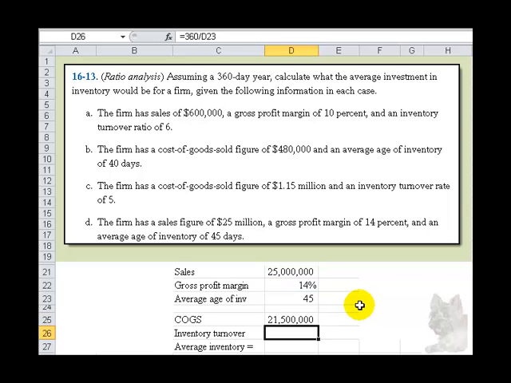All right, then we have to figure out average inventory. We've done that before. We take 360 days, the number of days in the year, divided by 45, the average age of inventory. That gives us our inventory turnover. And then, of course, we just divide the cost of goods sold by the inventory turnover. And lo and behold, we've got the correct answer to Part D. And that's this problem, everyone.